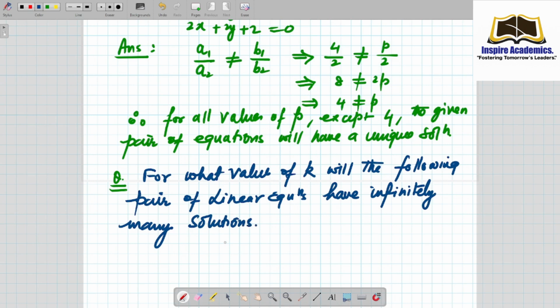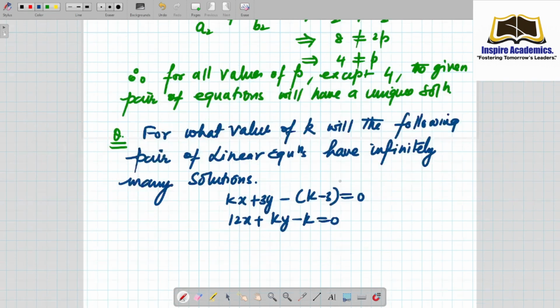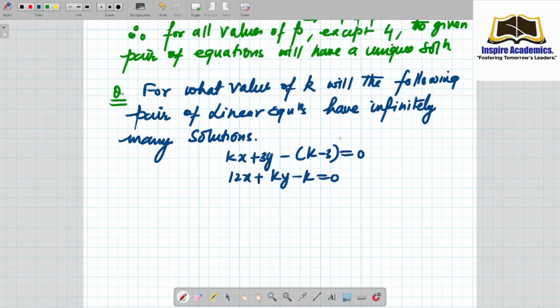एंड इक्वेशंस कौन कौन सी हैं? के एक्स प्लस 3y माइनस के माइनस 3 इक्वल टू 0 एंड 12x प्लस के वाई माइनस के इक्वल टू 0. Infinitely many solution means they are coincident lines. So let us try.